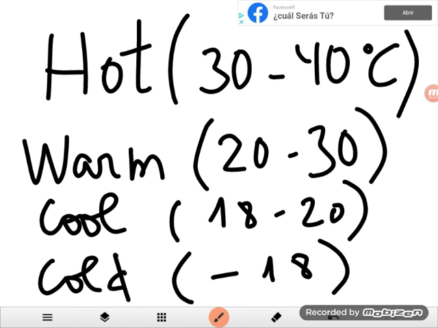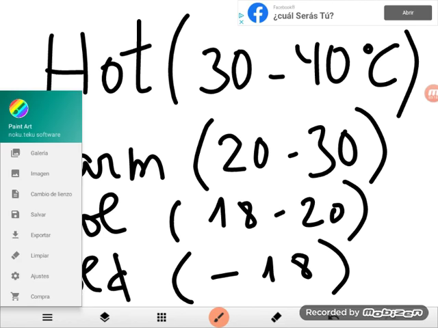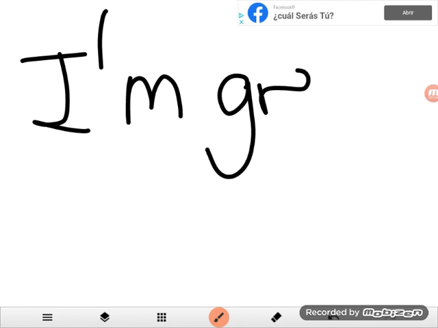Is it hot? Is it warm? Is it cool? Or is it cold? I don't know. It depends. So look through the window and you can tell me how is the weather, how is the temperature, and obviously, how do you feel today? Do you feel great? Of course, you're great. You have to be great. You say, I'm great. Fantastic, of course, and great, why not?